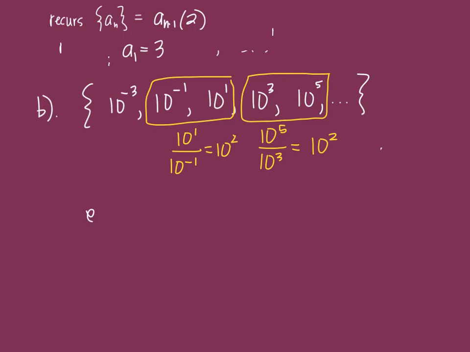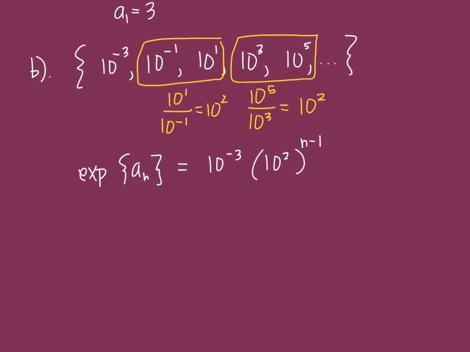So I want to write my explicit formula. The first term is 10 to the negative 3. The r is 10 squared. I write to the n minus 1. That is the explicit formula. Again, I could define the 50th term or the 1000th term or the 17th term, and I would just drop a number in, and that would give me the term in the sequence.